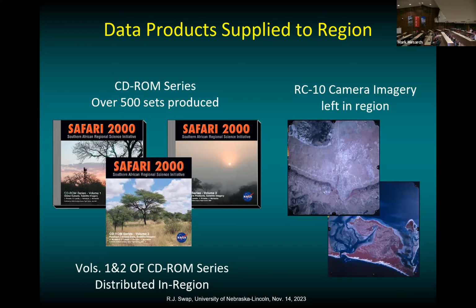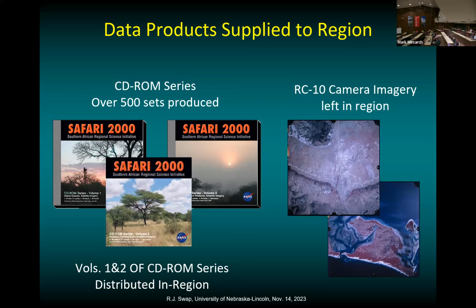We also left originals of our RC10 cameras. Now, an RC10 camera is the spy camera. It's about just over a foot in diameter in terms of the lens, the focal lens of the camera. And we photographed what they wanted to photograph and left the originals there. We took copies. They have the originals. They're all in the region. And you can zoom down these things. You can literally get down to the scale of a foot or two from space.